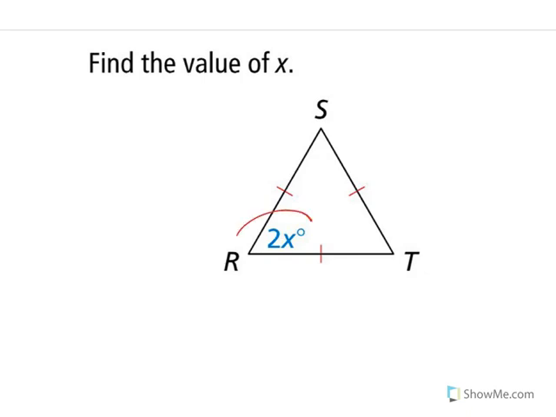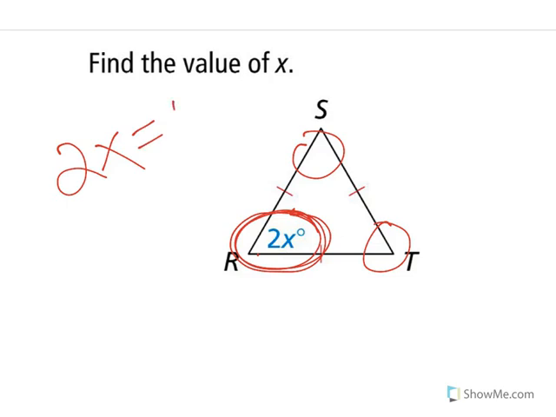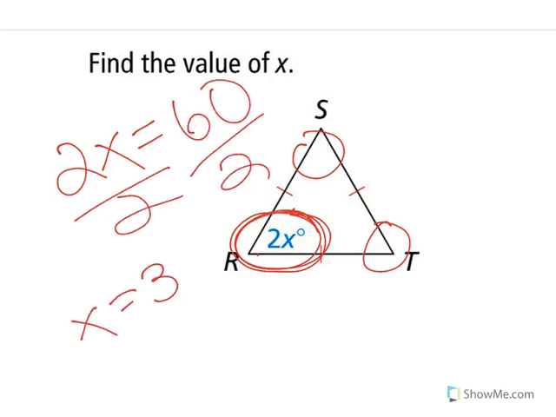And so that tells me that these angles are each 60 degrees. So we know that angle R is 2x, and we also know that angle R is 60, so we can say 2x equals 60, solve for x, and get that x equals 30, which is all that it asks for.